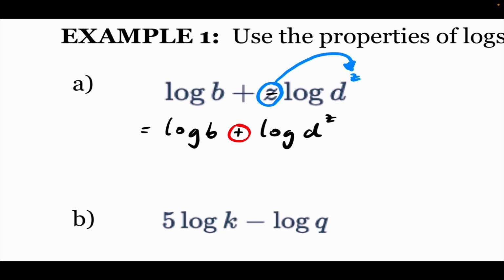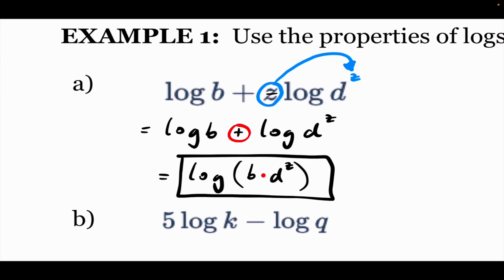So instead of two logs, I have one log. And I'm going to combine b and d to the z power using multiplication. Done. It's condensed. I started with multiple logs and I ended up with one log. That's condensed, make smaller.